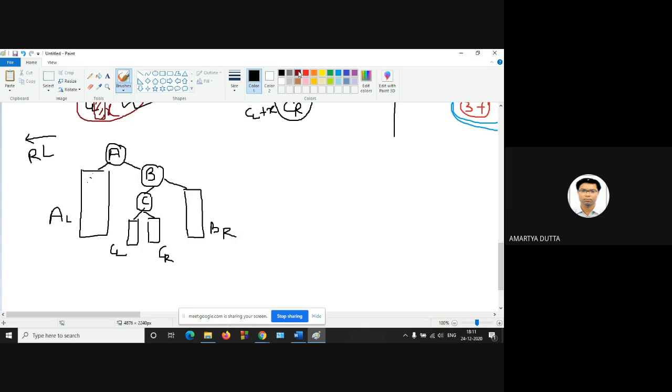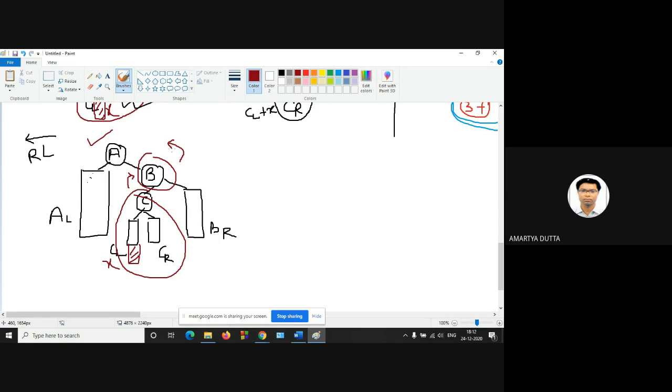Let us insert the node X at the CL. You can also insert X at CR, no problem. So X is inserted at the left subtree of the right child of node A. So first of all, RL means RR followed by LL. First of all, at C, there is an LL rotation.